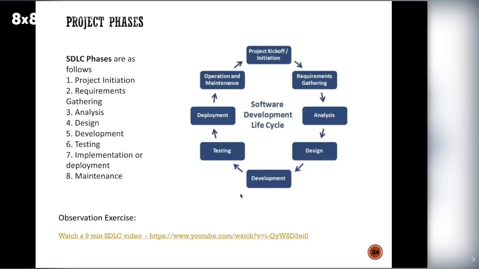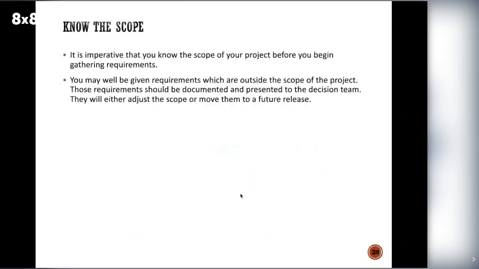So now, what is the scope? As a BA, you need to understand the scope. It is imperative that you know the scope of your project before you begin gathering requirements. You may well be given requirements which are outside the scope of the project. Those requirements should be documented and presented to the decision team. They will either adjust the scope or move them to a future release. As a BA, you need to understand that.